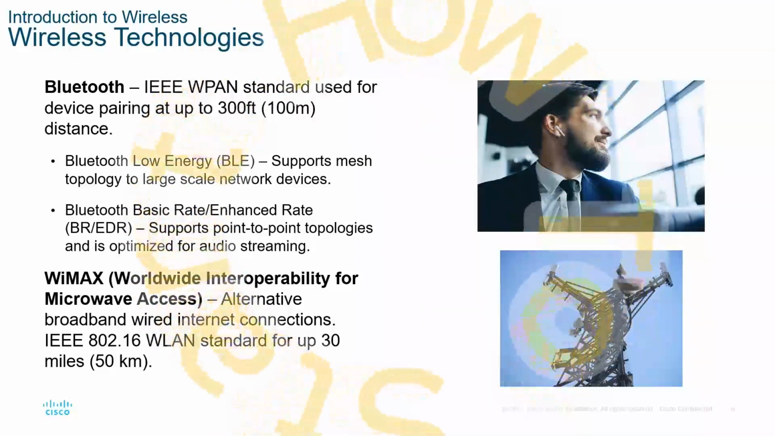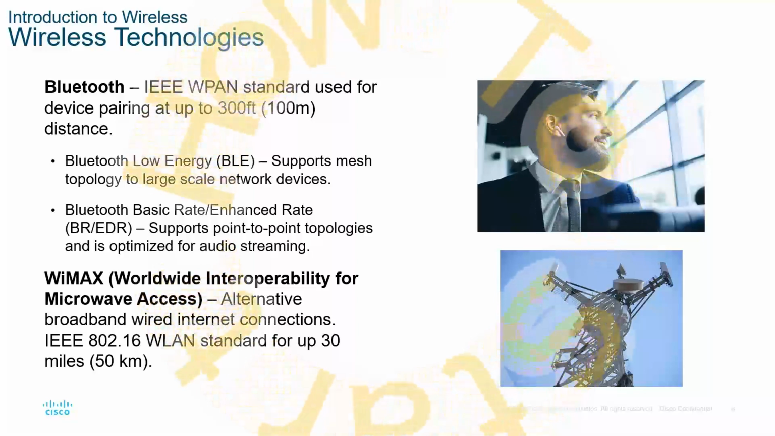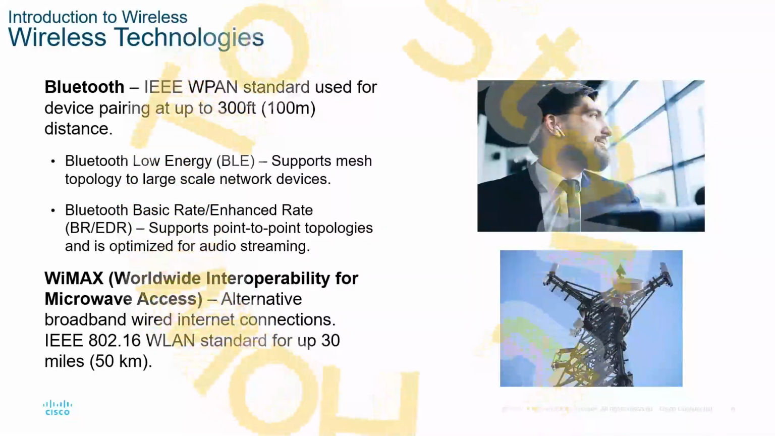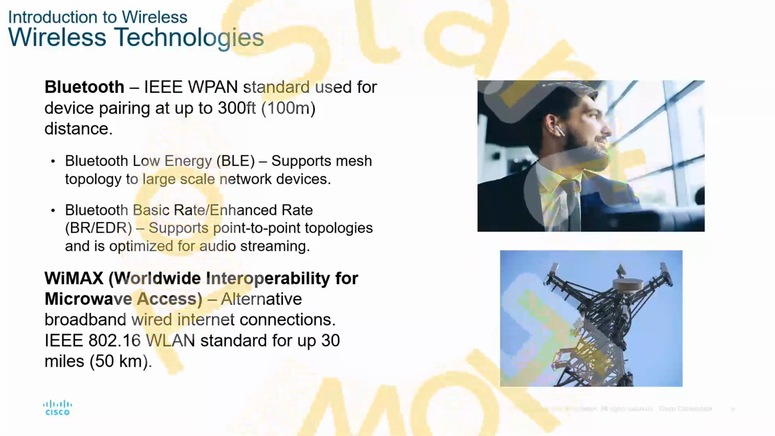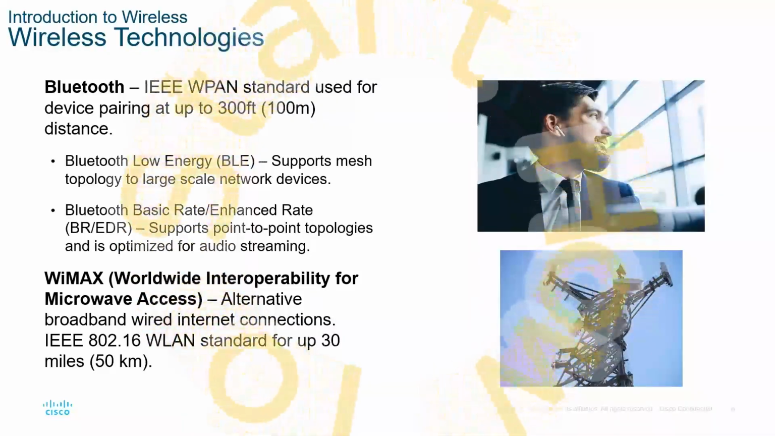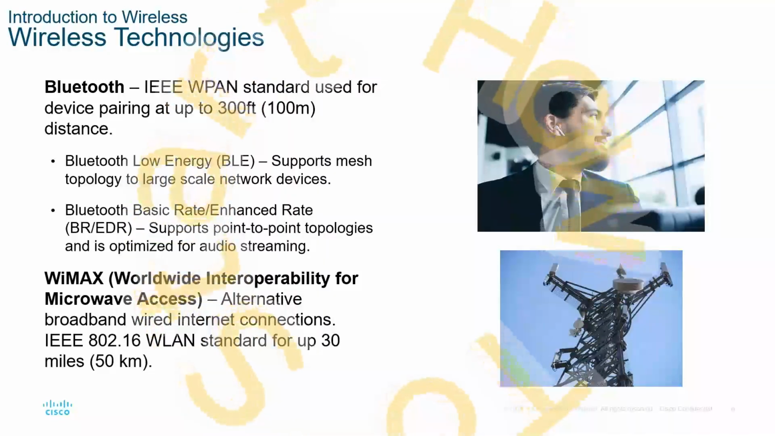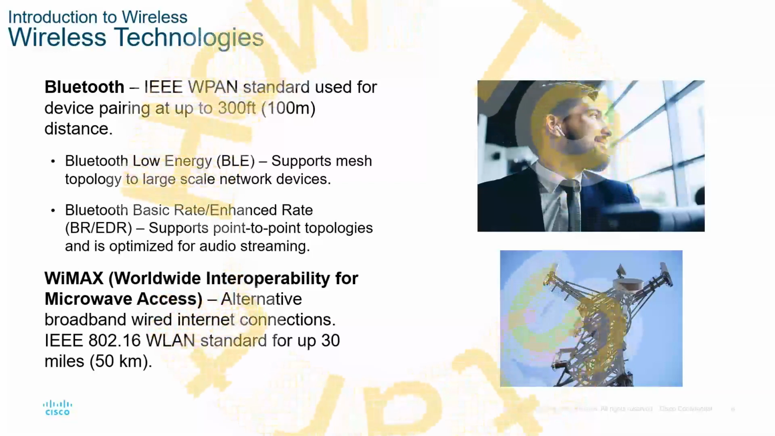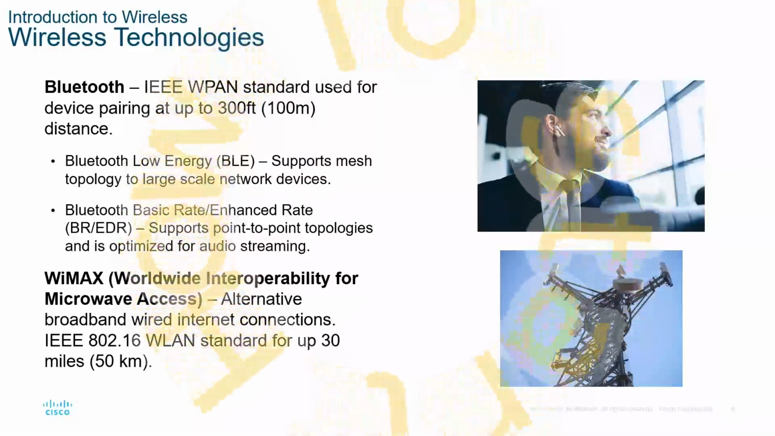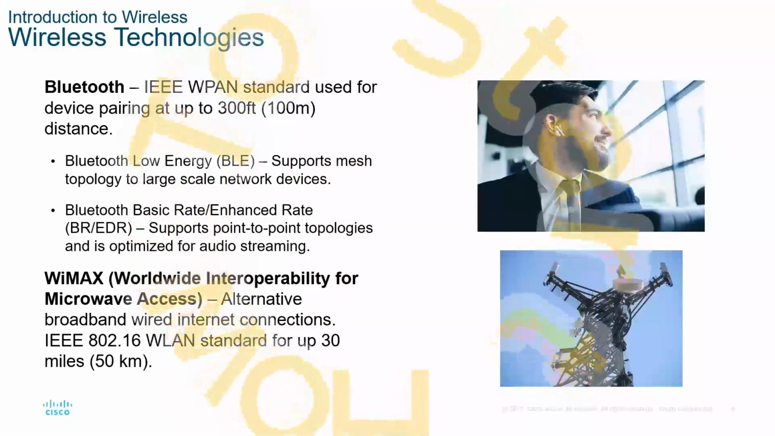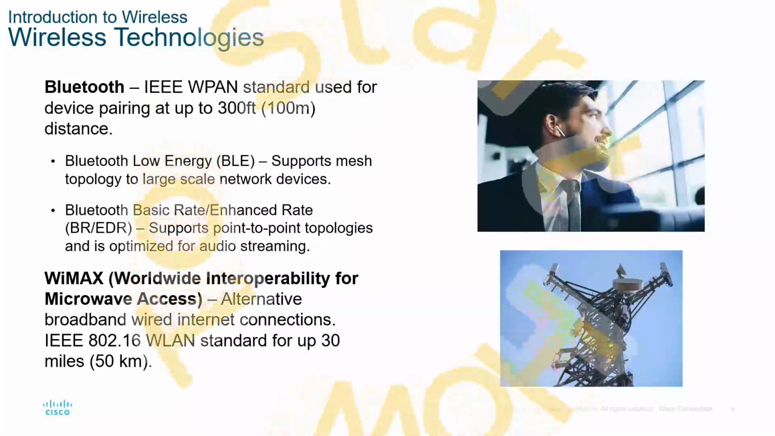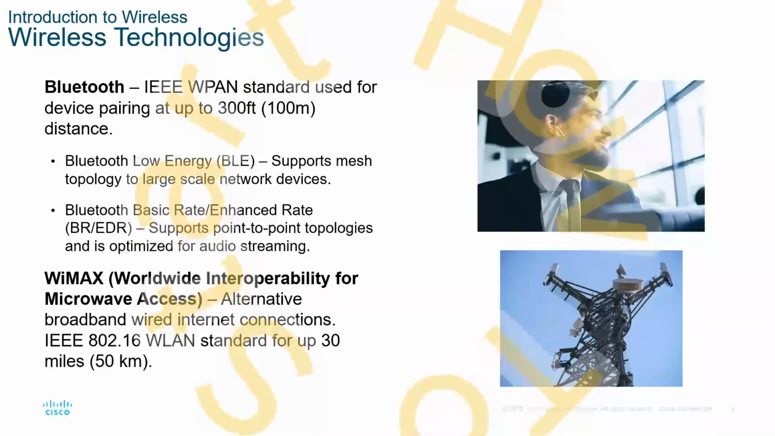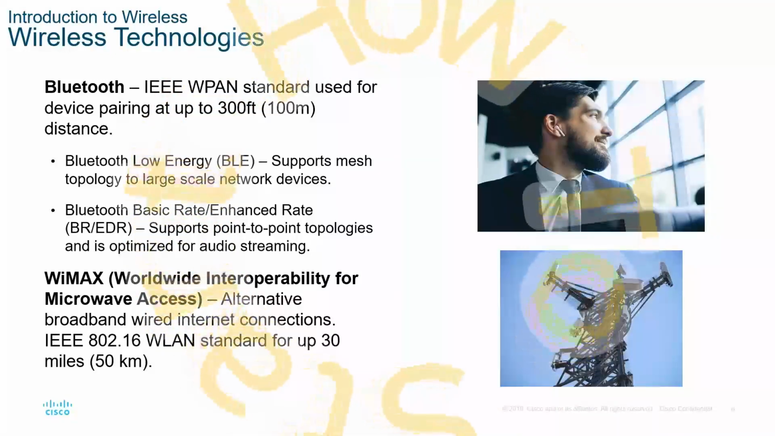Bluetooth has two main forms of connectivity. Bluetooth Low Energy, that's BLE, and this supports a mesh topology to a larger scale network device. And we have Bluetooth Basic Rate and Enhanced Rate, BR-EDR. This will support more of a point-to-point topology, and it's more optimized for audio streaming. When we are doing our wireless PANs, it really just depends on what we are trying to accomplish, and that dictates what version of Bluetooth we would be using.